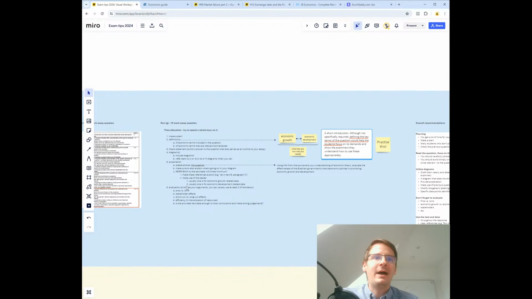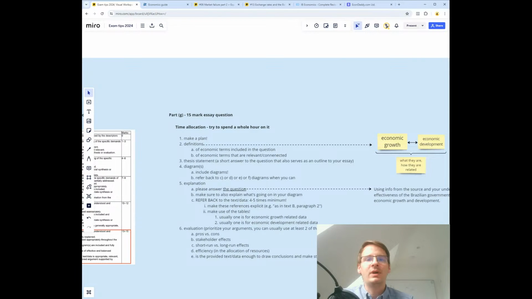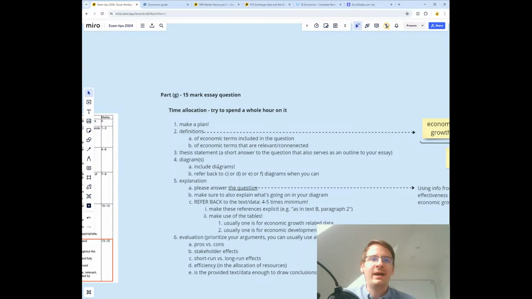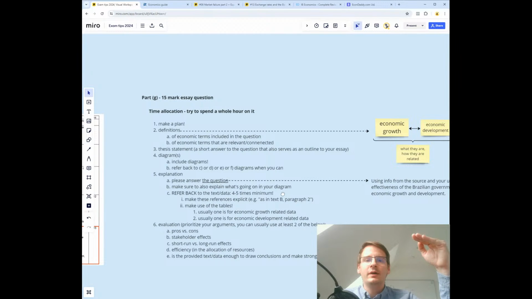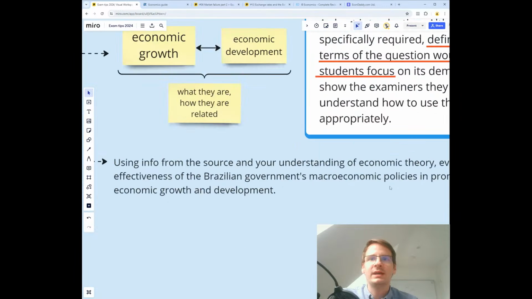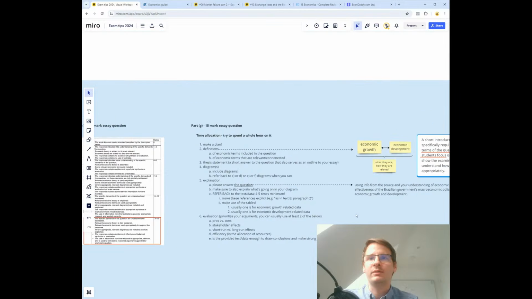So that's it about the structure of the part G question. As I said, try and spend a whole hour on it, plan it out, and write it up very, very nicely with diagrams, explanations referring back to the source, and an evaluation. Also, as I said, for part B, you can have a point explained with a diagram and then evaluated, and then again another one. Here it could be that you are talking about several policies, for example, just like in this question. So I'm not saying that you have to have a separate part at the very end for your evaluation. What I'm saying is that you have to have an evaluation.